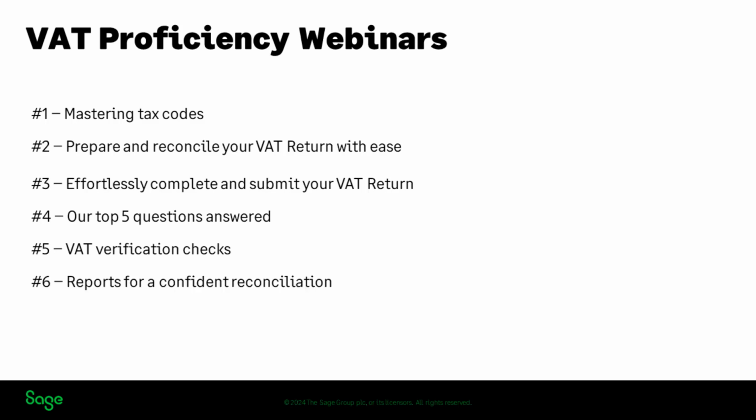Session 6 explores the process of checking your VAT return using the key reports that are available in Sage 50 Accounts. Our final session looks at corrections, and if you need to post one, what the impact is. As you can see, there's a wide range of topics available.